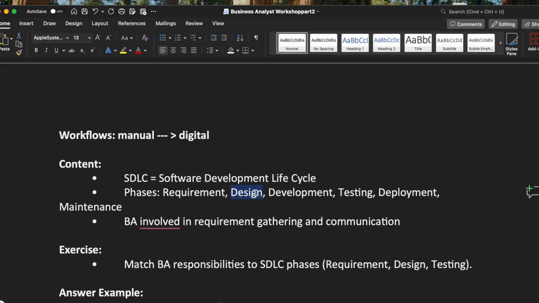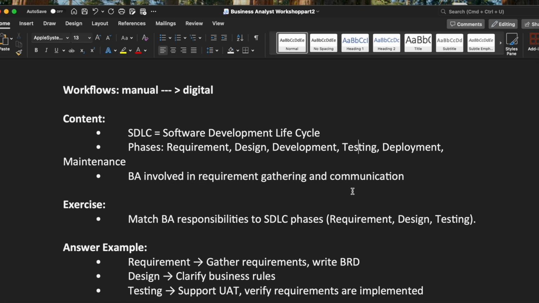Okay. So how about testing? What is the BA doing in the testing phase? That's right. Okay. Exactly. So here, you get the requirement and create BA artifacts, not only the BRD.